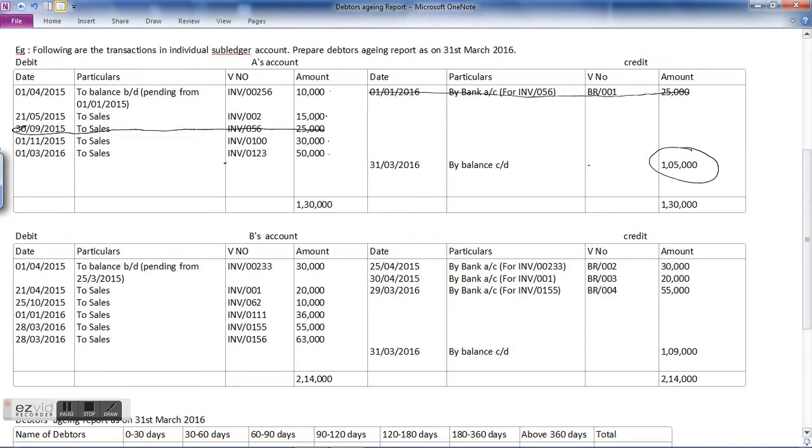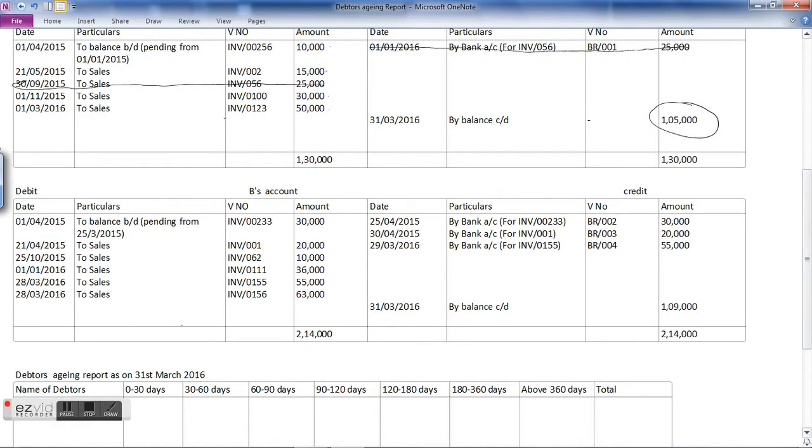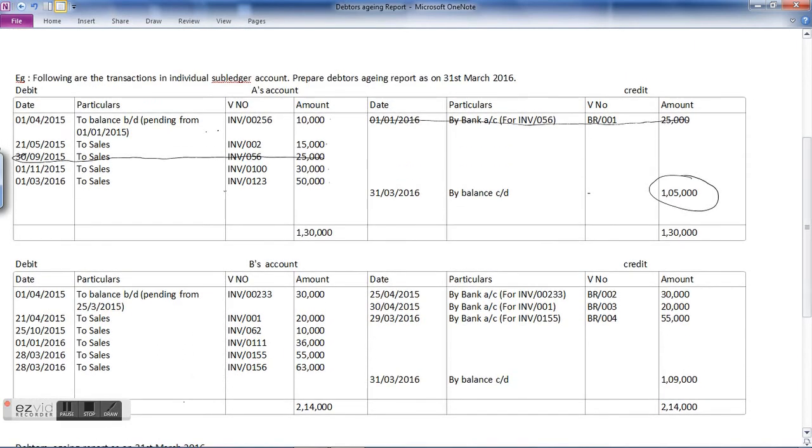See, from 1st April 2015 to 31st March 2016, it's already more than 360 days. So it will come in this slab, that is above 360 days. So this amount is due for greater than 360 days. Then the next one, 21st May 2015, and amount is how much? 15,000. So let's calculate this for how many days.